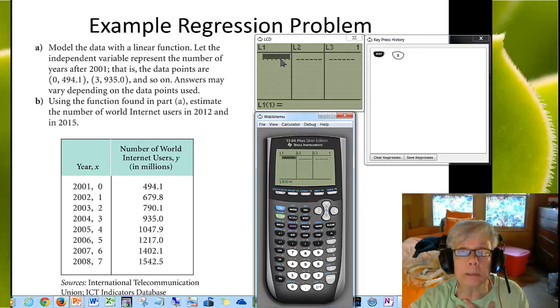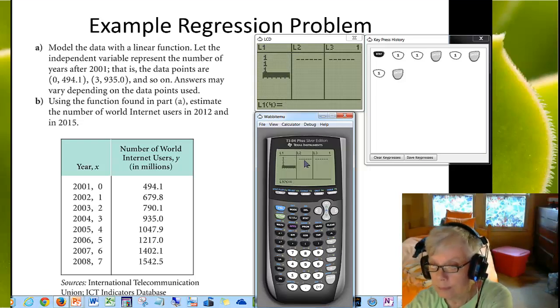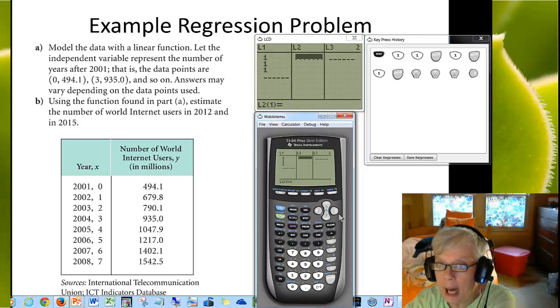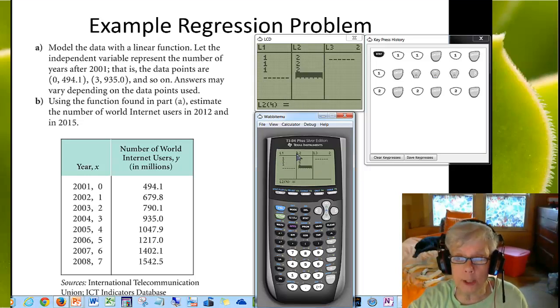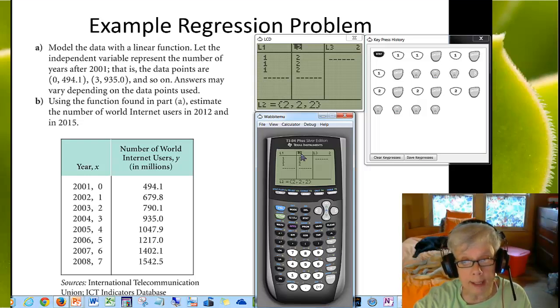Now, I don't have any numbers here, but let's pretend I did. I'm just going to put a bunch of numbers. You don't have to do this. I just want to show you how to get rid of numbers if you have them. Suppose you have numbers in here. We have to clear out all of the old numbers so that we can put in the new numbers. I am going to use my up arrow until I go all the way up to where L2 is highlighted.